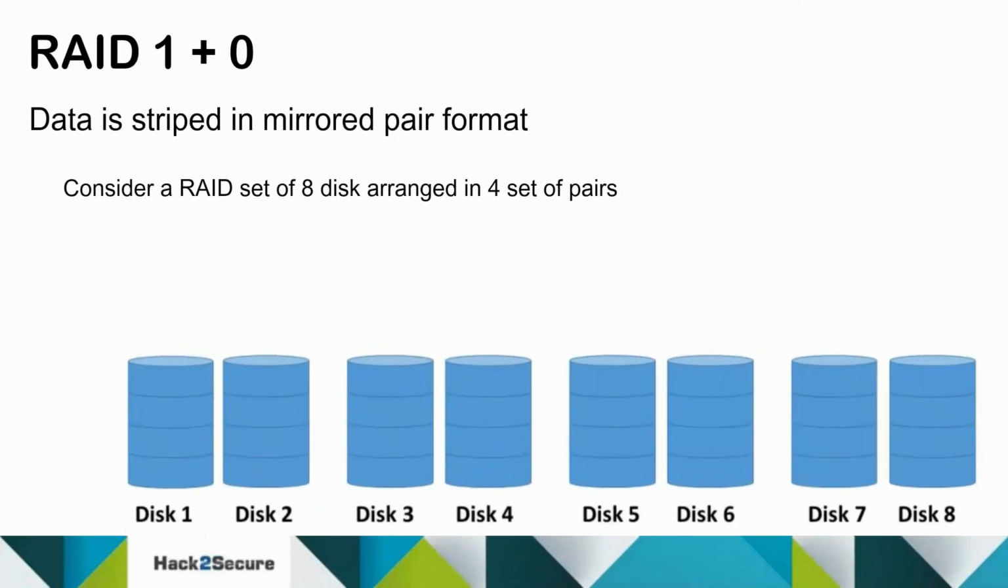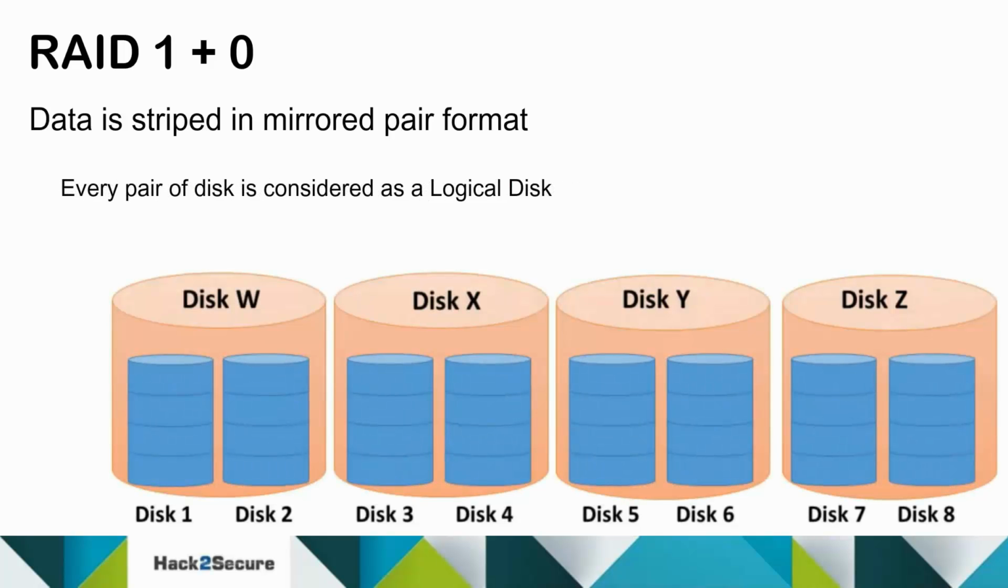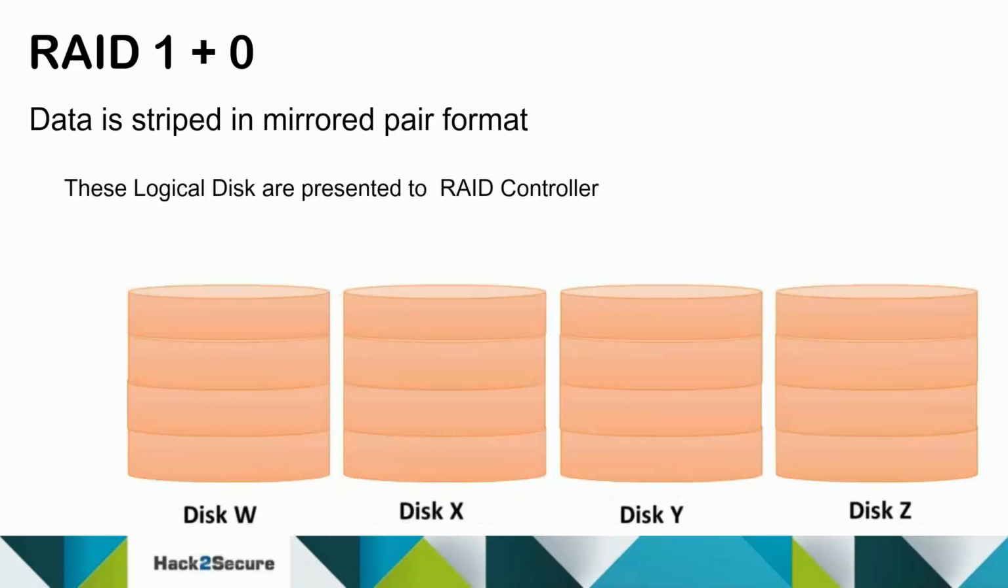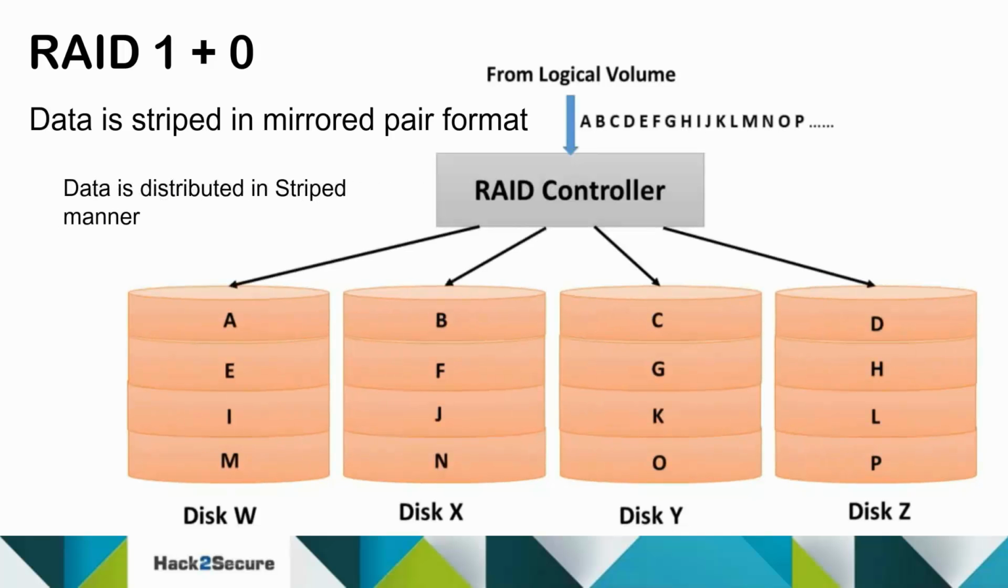Under RAID 1.0 implementation, data is striped in mirrored pair format. To understand it better, let's consider a RAID set of 8 disks arranged in 4 sets of pairs. Now every pair is combined as a logical disk. This logical disk is presented to a RAID controller, which treats it as an independent disk. In RAID 1.0 implementation, the RAID controller distributes data from the logical volume across these 4 logical disks in a striped manner, like done in RAID 0 implementation.